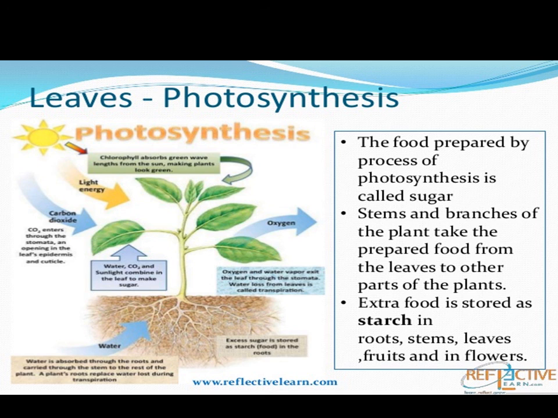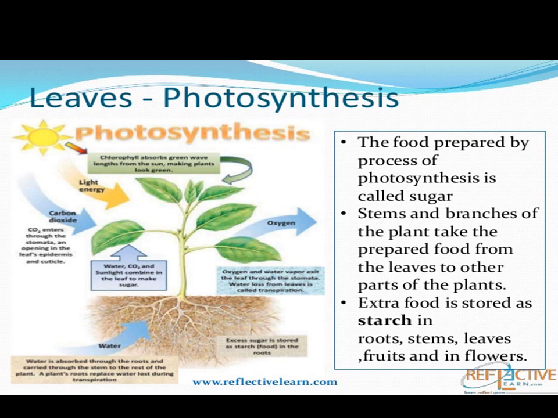So the stem and branches of the plant take the prepared food from the leaves to other parts of the plant. So I told you in the first slide that there are veins. So these veins carry the food which is prepared by the leaves to other parts of the plant. It is not like, children, only the leaves will grow; the whole plant has to grow, no? So the food needs to be transported to every part of the plant.